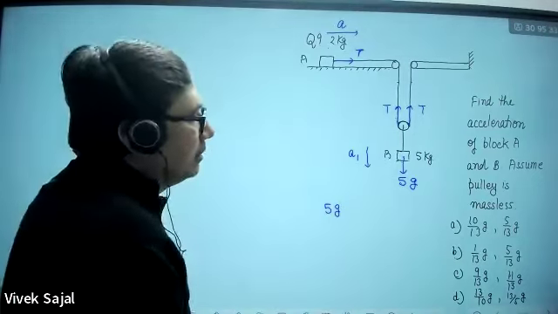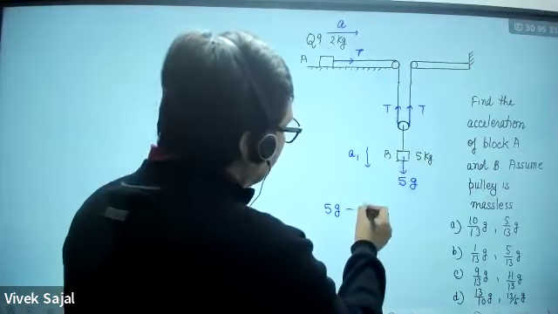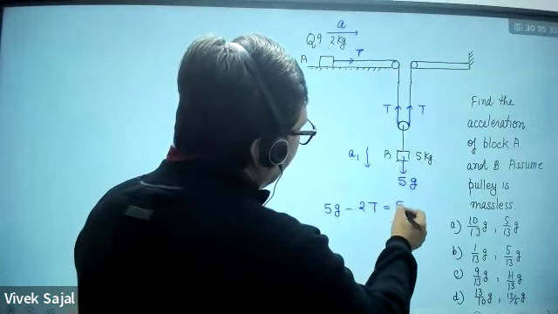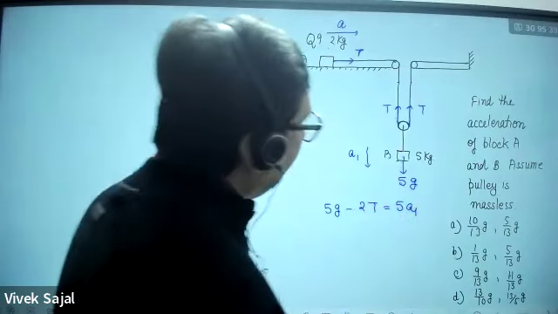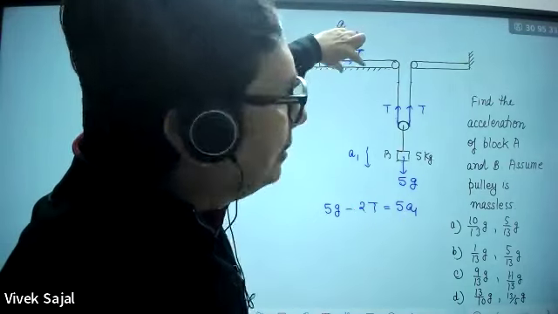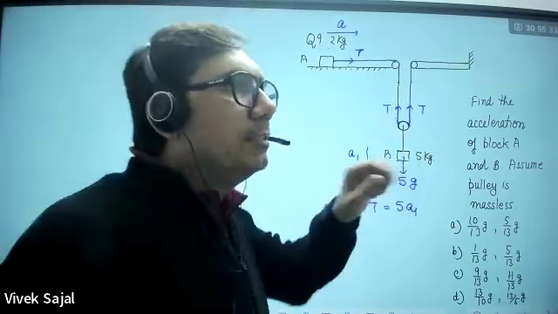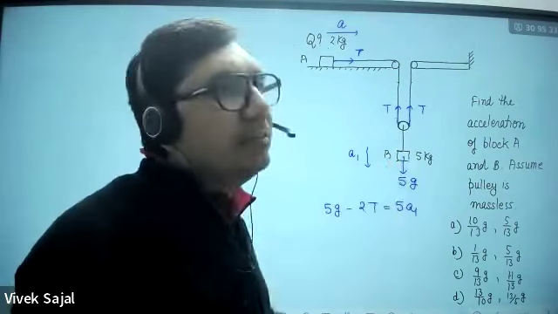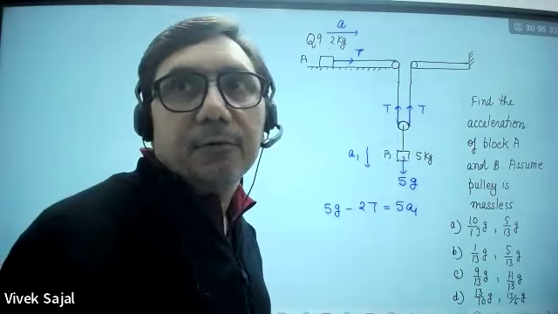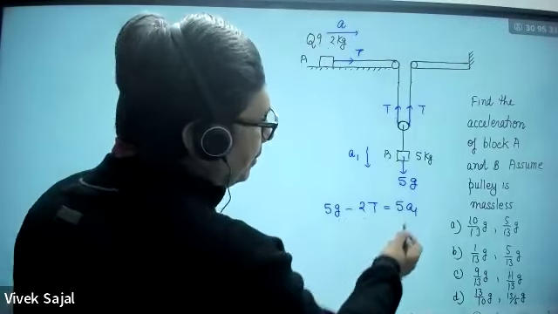5G minus how much tension in the upward direction is, that is 2T, and this will be 5A1. Try to understand, if block A moves 2 centimeters, due to this type of loop this block will move only 1 centimeter. So its acceleration is going to be half as compared to that. So this will be 5G.